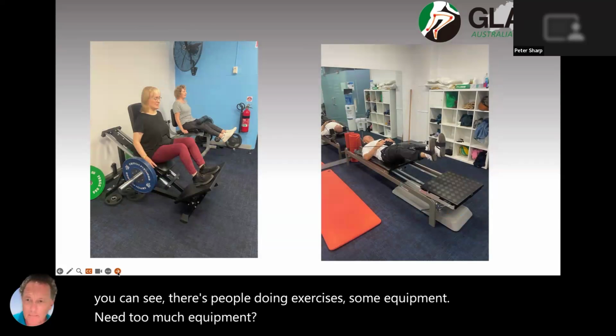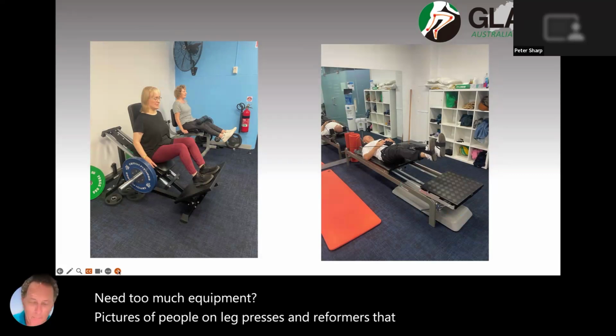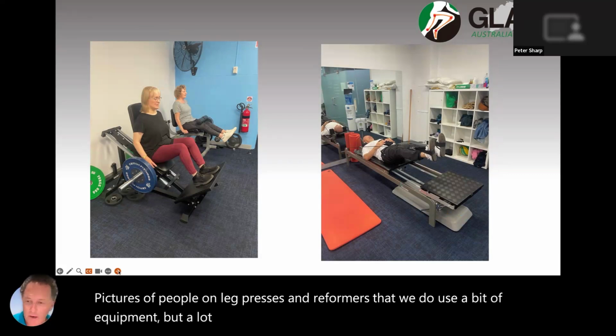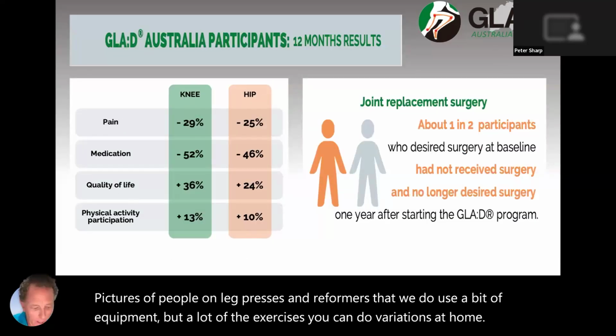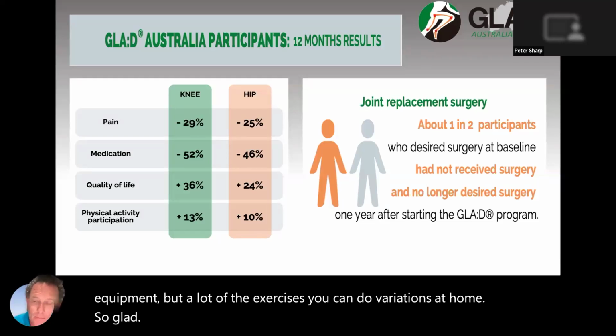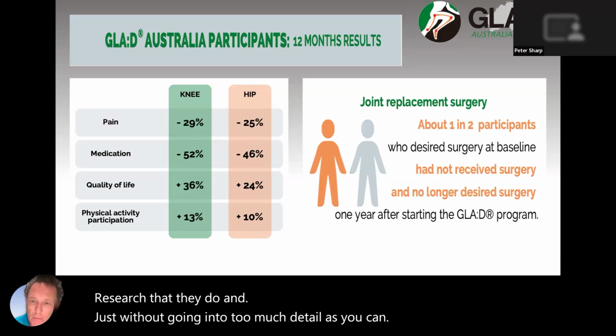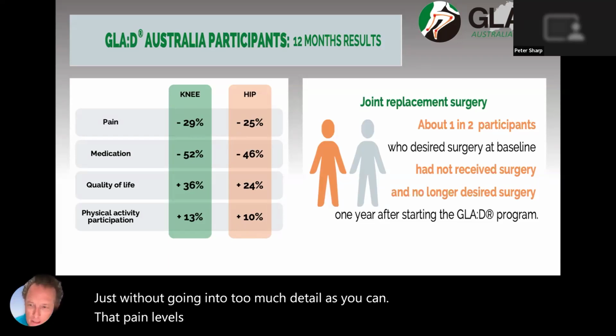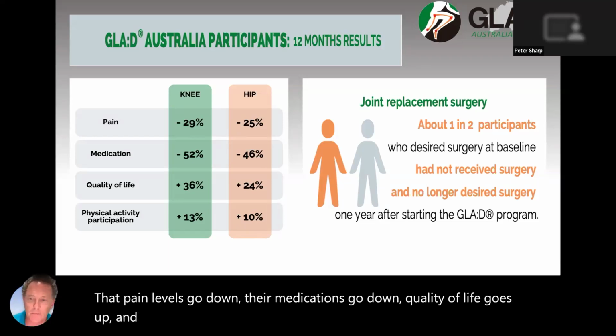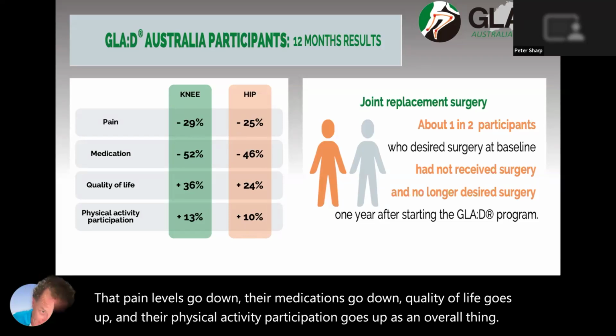There's a couple of other pictures of people on leg presses and reformers. So we do use a bit of equipment, but a lot of the exercises you can do variations at home. GLAD Australia produces an annual report every year based on the research that they do. And again, just without going into too much detail, as you can see, the average people that do it, their pain levels go down, their medications go down, quality of life goes up, and their physical activity participation goes up as an overall thing.